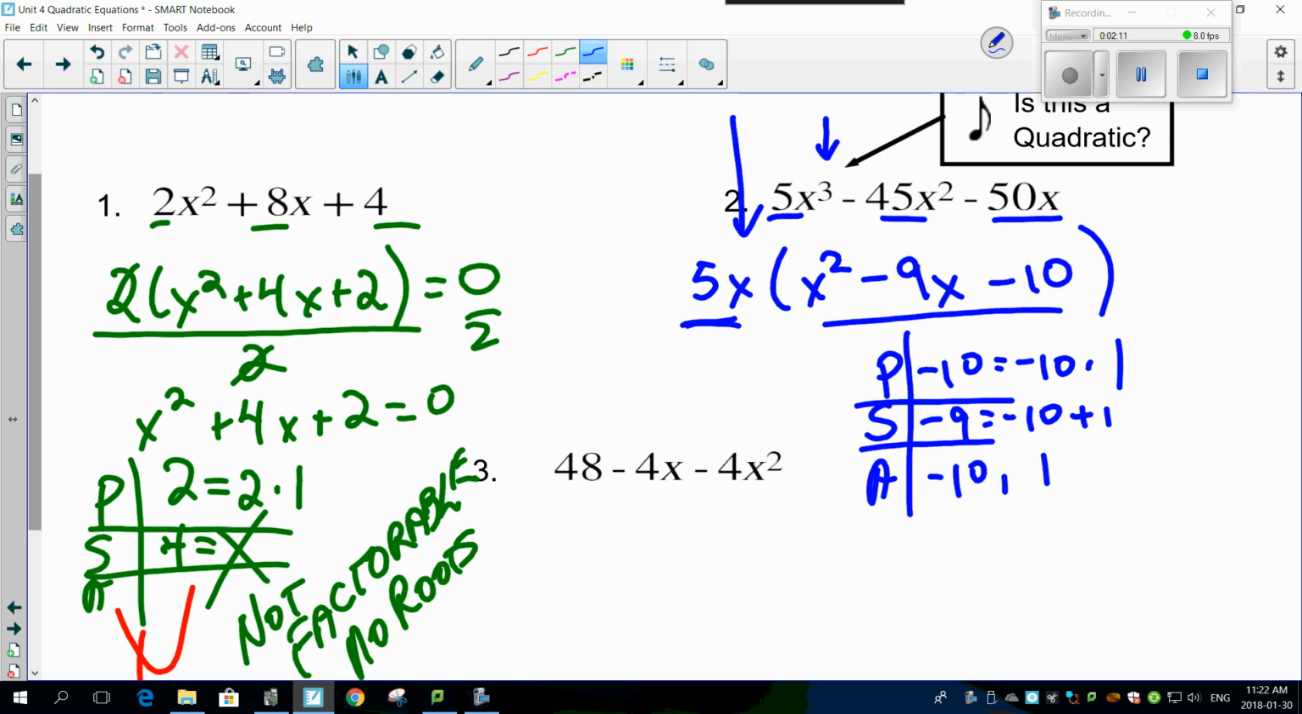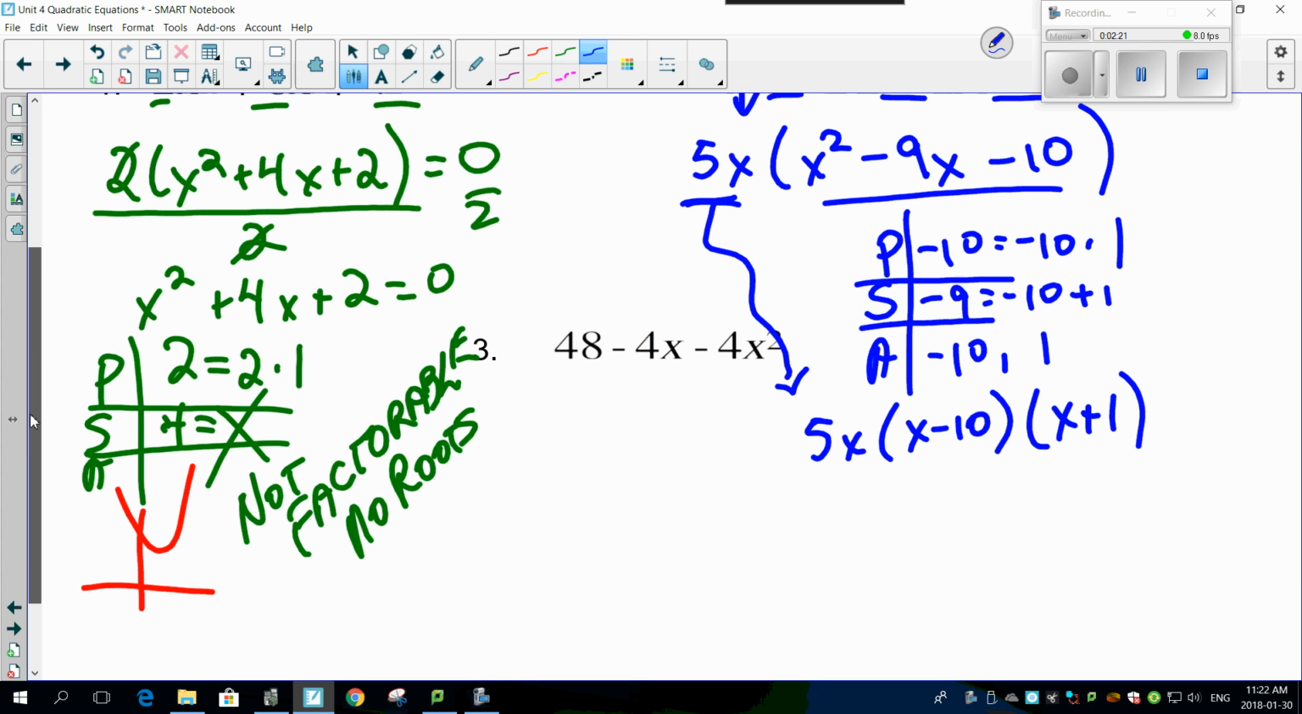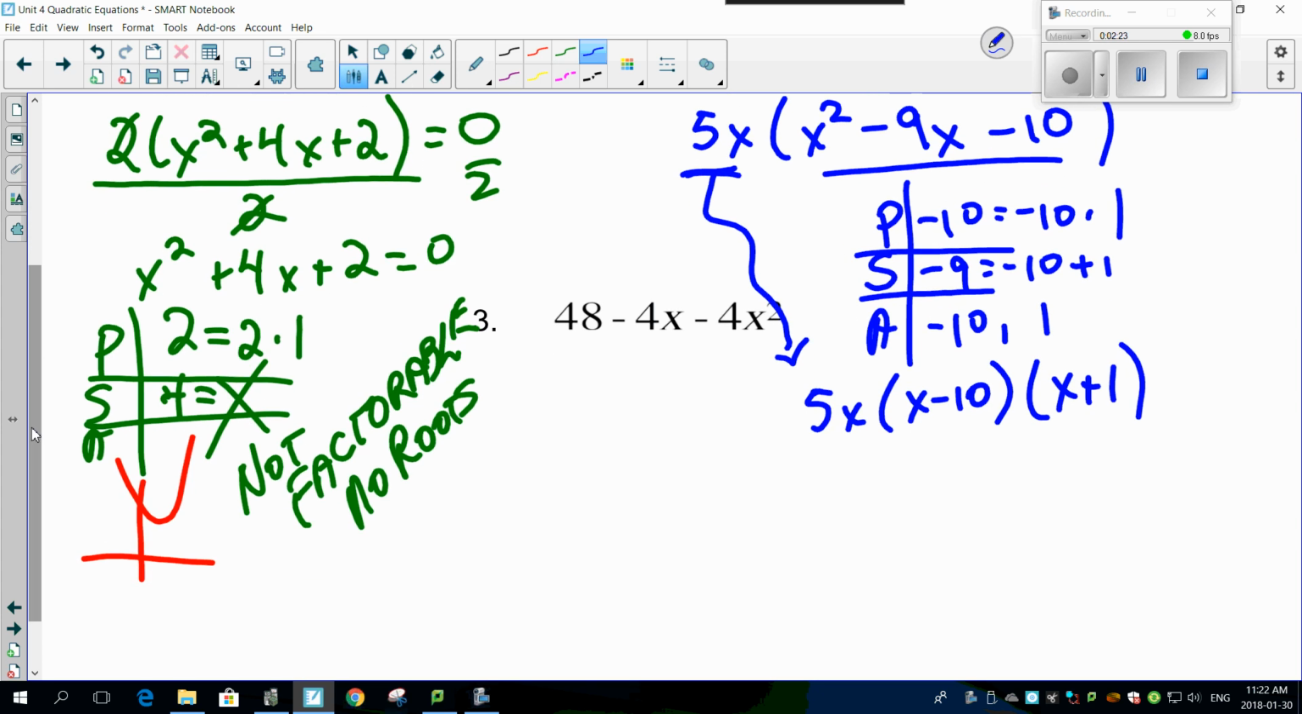So now, here we go. Bring this along with you. There's your 5x. x minus 10. x plus 1. Everything's great. And now let's solve this. This, of course, is not going to be quadratic. This is actually leading you into Math 30-1 a bit.